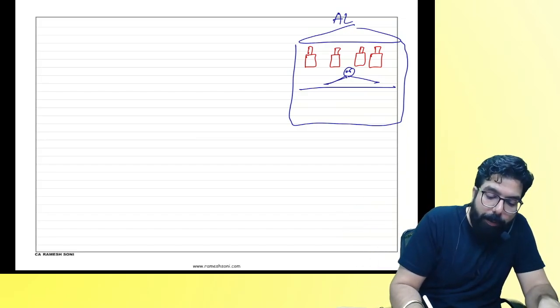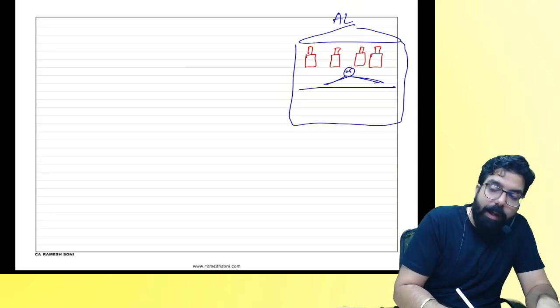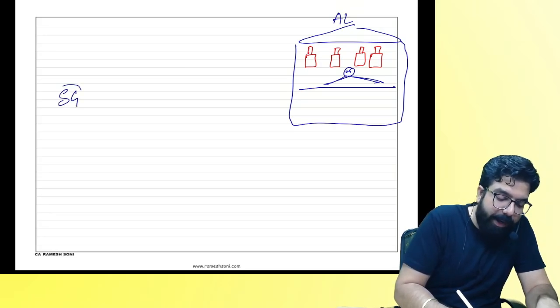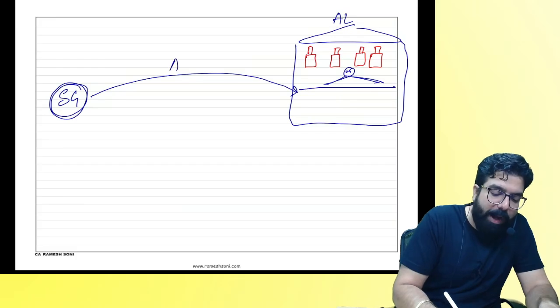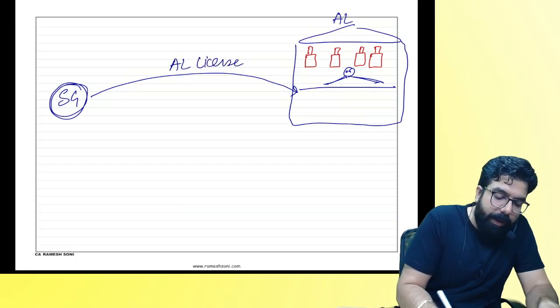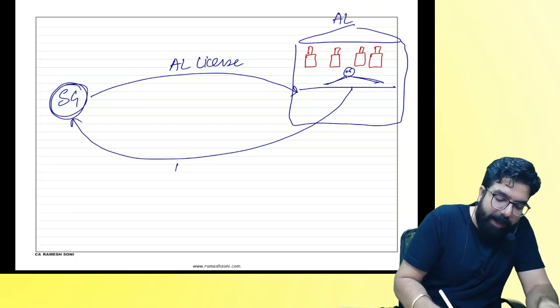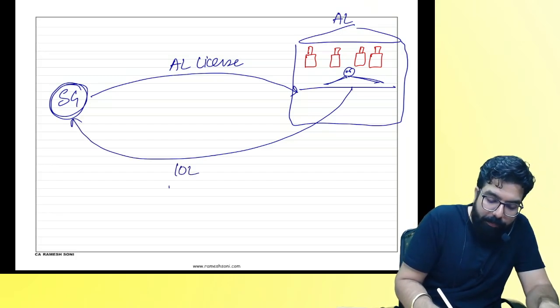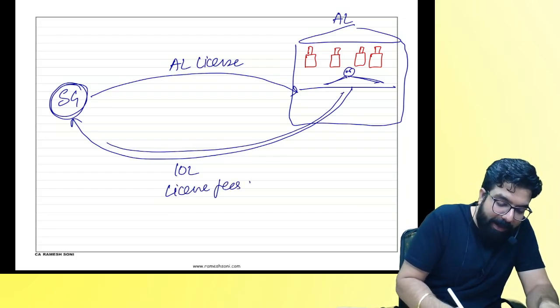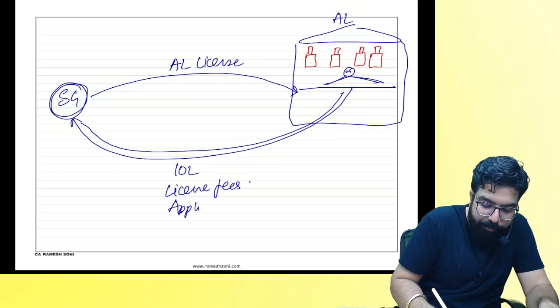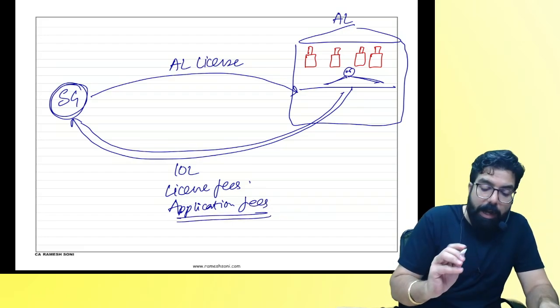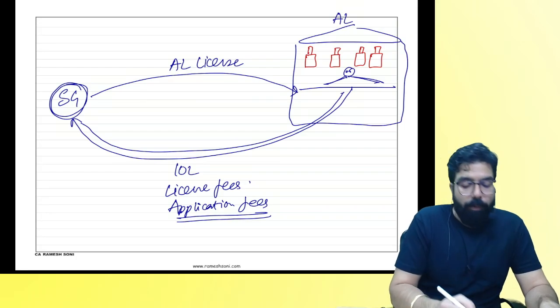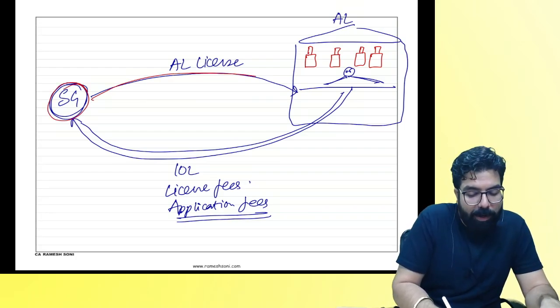If you want to open an alcohol shop, you have to take a license from whom? The state government. Yes or no, everyone? The state government will give you the alcoholic liquor license, and they will charge you, might be 10 lakh rupees, as license fees. When you give the application, they will also charge application fees. Yes or no, everyone?